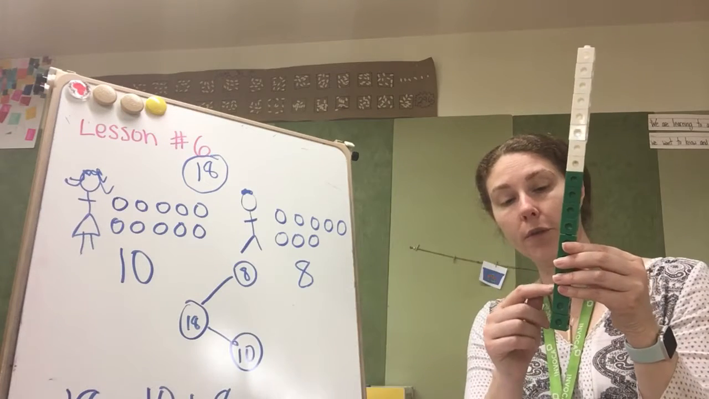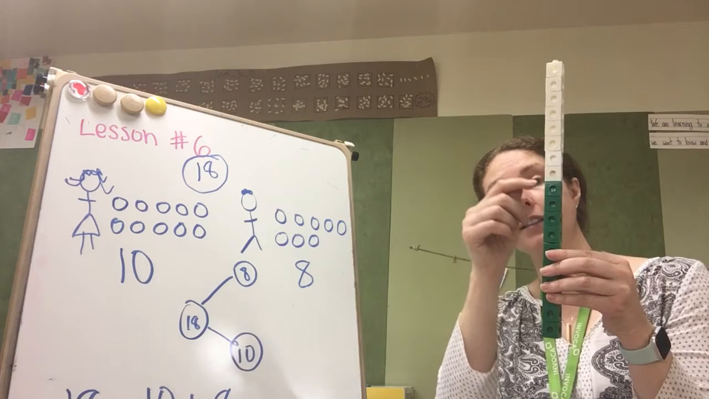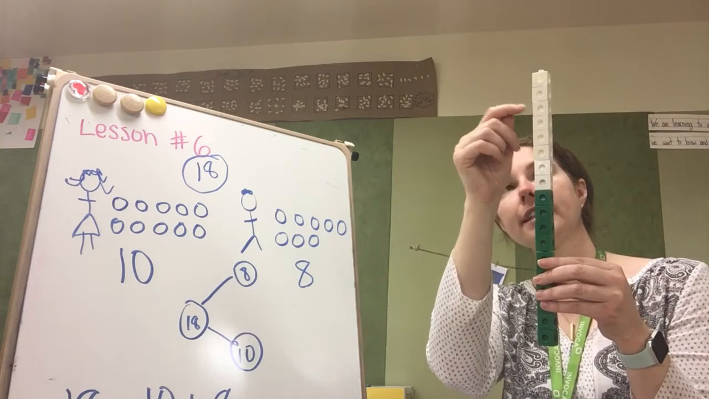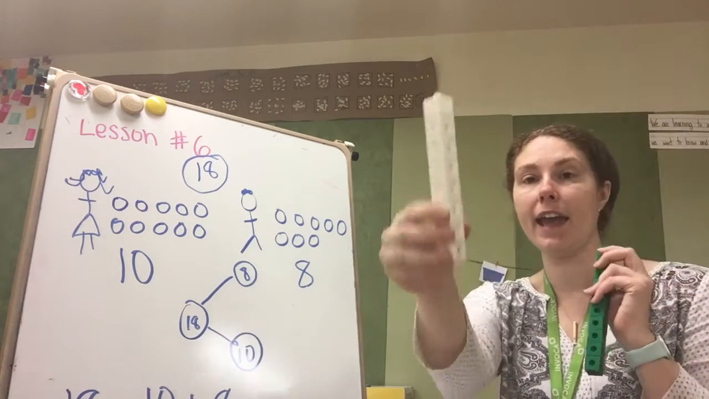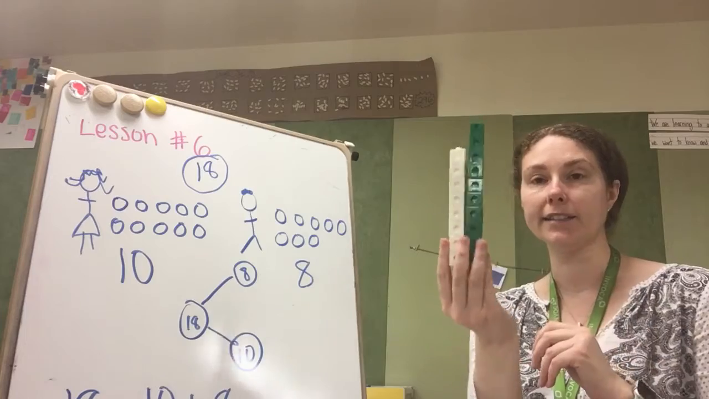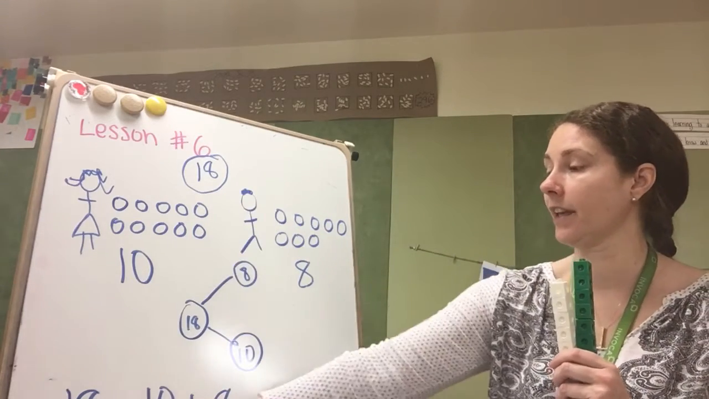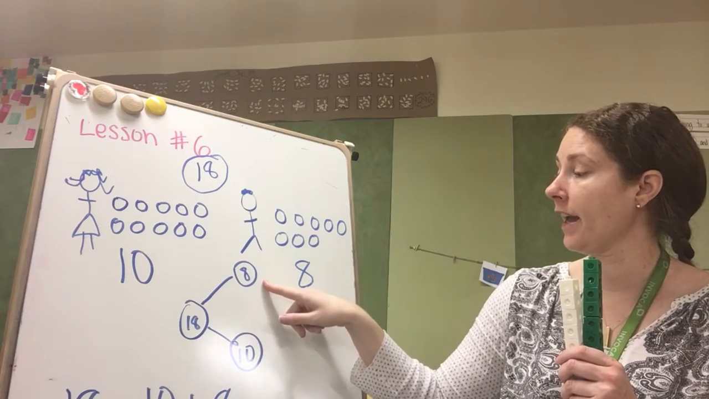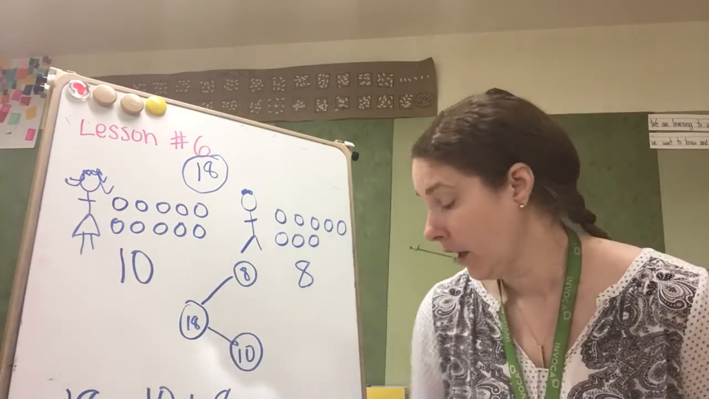1, 2, 3, 4, 5, 6, 7, 8, 9, 10, 11, 12, 13, 14, 15, 16, 17, 18. I could learn that 10 and 8 makes 18. 10 and 8 makes 18, just like 18 equals 10 plus 8. Here's our number bond, 10 and 8 are the parts. The total, the whole, is 18.